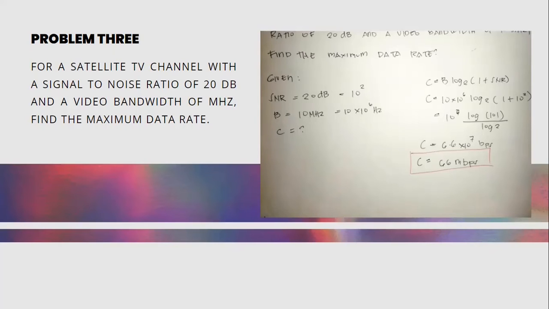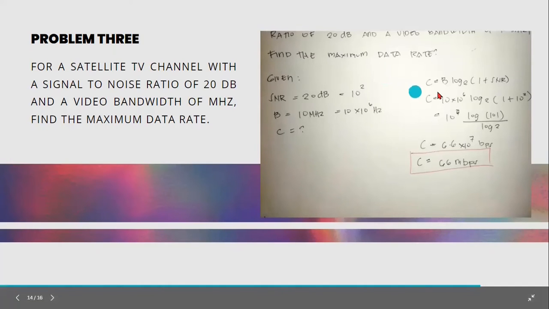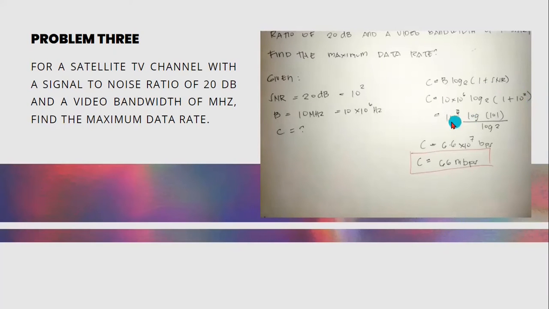Again, like problem 1 and 2, we need to directly substitute into our formula, which is C equals B log base 2 of 1 plus SNR, which is equal to 10 times 10 to the power of 6 log base 2 of 1 plus 10 to the power of 2. If you calculate this on our calculator, you have a sum of 6.6 times 10 to the power of 7 bits per second, or 66 Mbps.